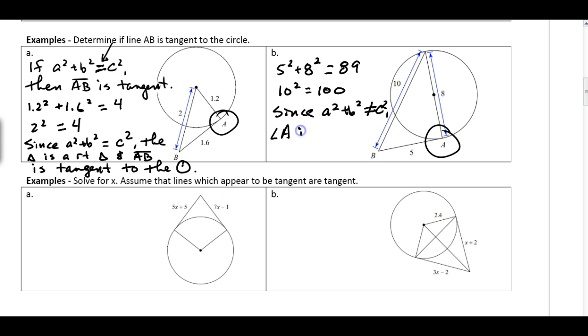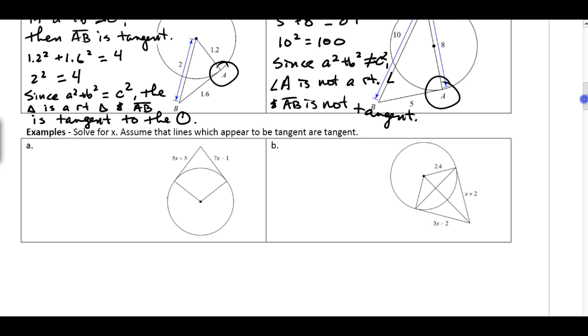angle A is not a right angle, and AB is not tangent. Alright.